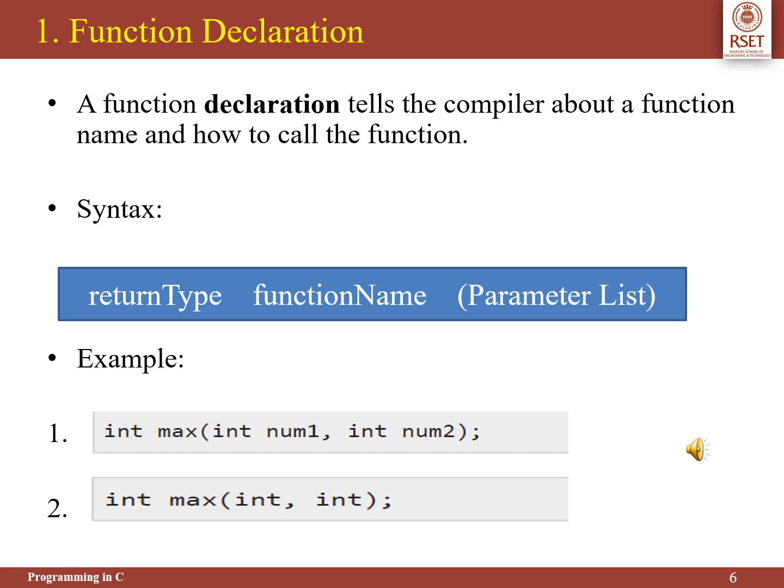In the given example, it shows a function named max with return type as integer and two parameters, int num1 and int num2. The second example, again, shows the same function without parameter names. That means in function declaration, the names of the parameters are not important. Only the type is required. So we can define the function declaration in both manners.